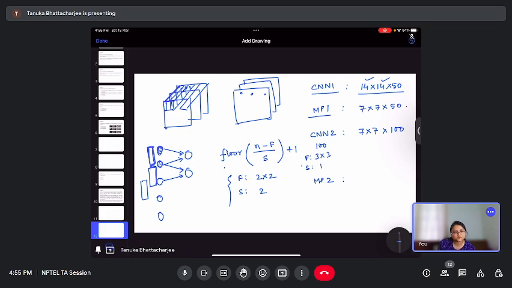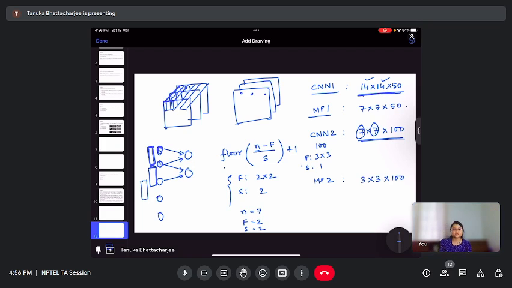Ma'am, I have a doubt. In the max pooling equation, what will be the n? N is the number that you have at the input of the max pooling. The CNN output that we had is the input to the max pooling, right? So in each dimension you have 7 units. That will be the n for this. Okay, thank you. So here our n will be 7 and f and s are 2. So the output dimension will be 3 cross 3 cross 100.